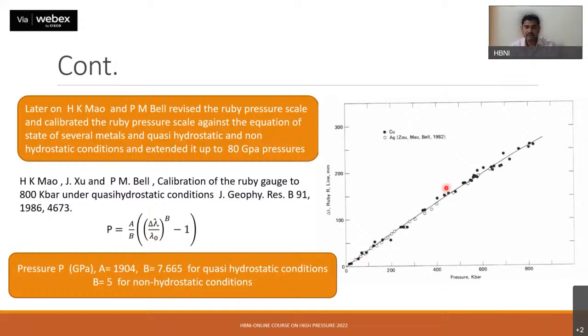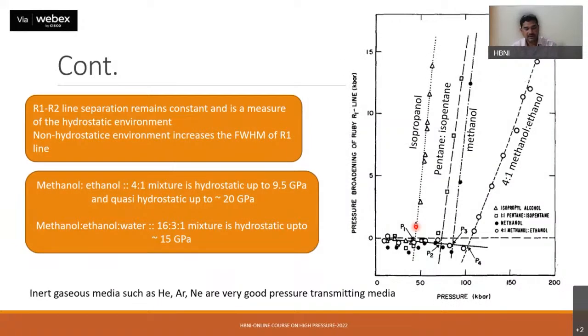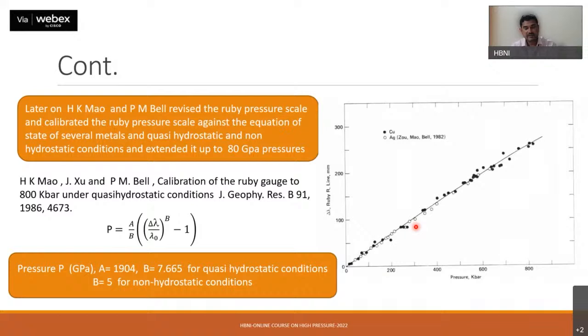So these are very frequently used pressure scales, up to 80 gigapascals. But beyond that pressure, the Ruby signal itself becomes very weak as well as broadened. Another thing about the Ruby scale itself is the two lines, R1 and R2.